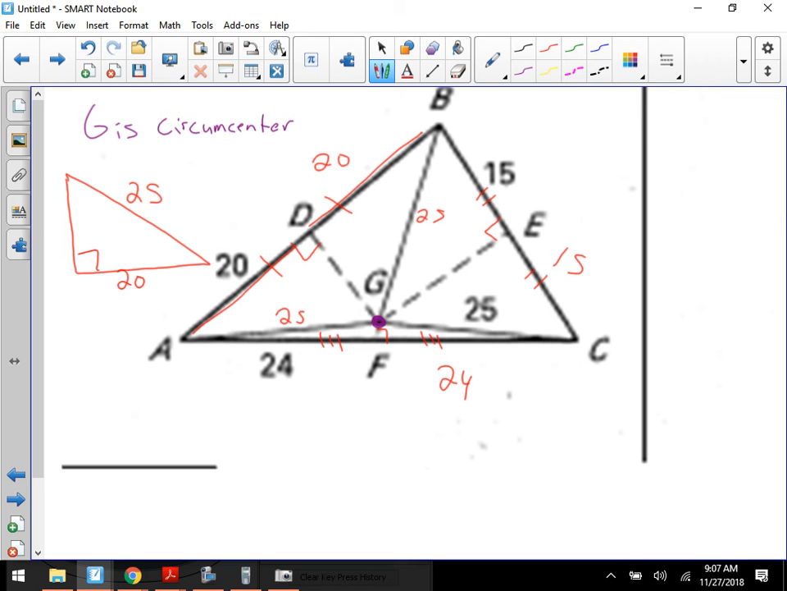So, which value there has to be playing the role of the C? 25. 25 is always going to be the largest side because it's got to be across the largest angle. We learned that later on. Yes, ma'am.